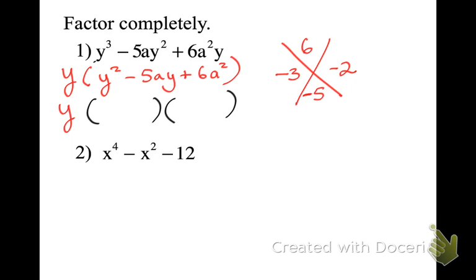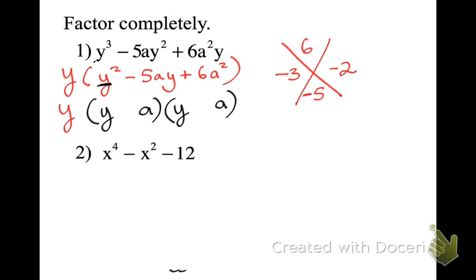Okay. What's the variable in the first position? I have a y. So in the first position of the trinomial, y. So in the first position of the binomials, it's also y. Okay? What variable is in the last position of the trinomial? a. So that goes in the last position of the binomials.